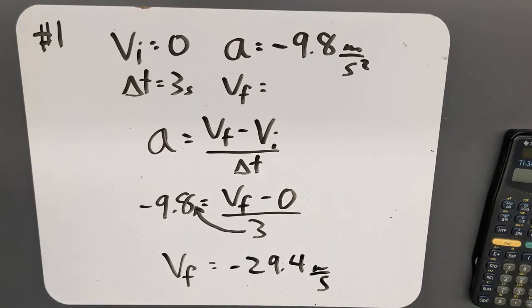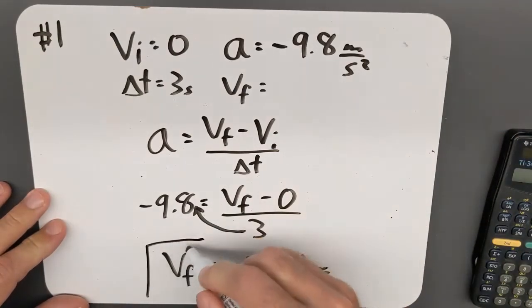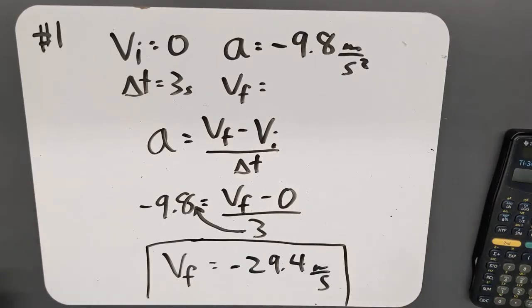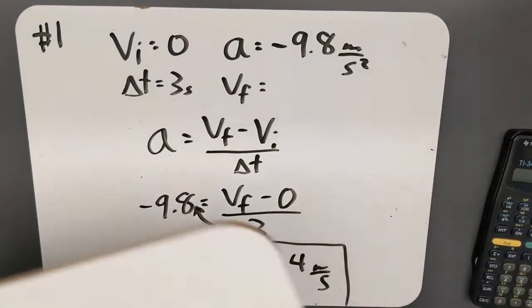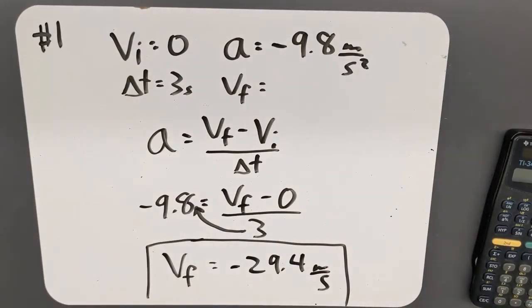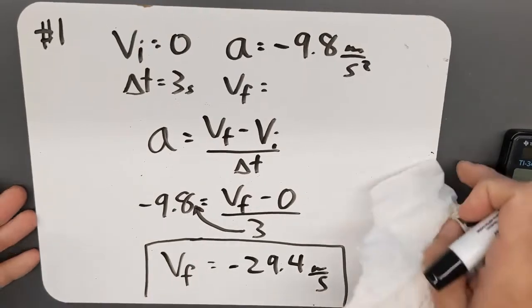The negative sign tells us that it's going down. And that makes sense because if I let something go, 3 seconds later it is going to be going in the down direction. All right, so there's our final velocity for 1. And the second part of number 1 wants to know how far the object has traveled in 3 seconds.